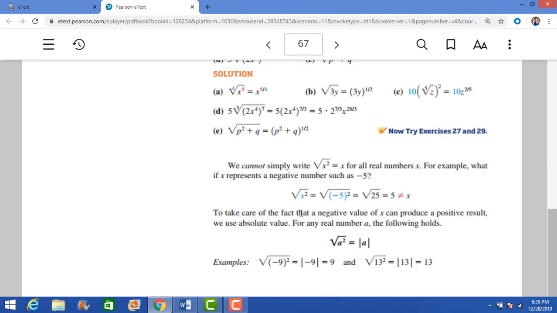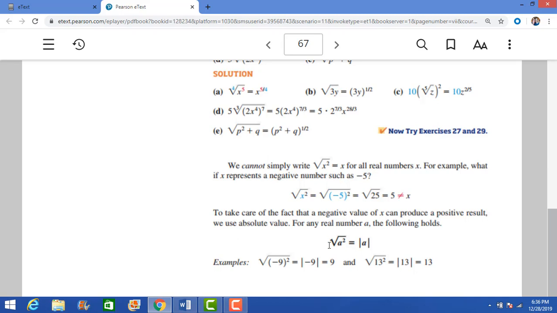So take care of the fact that a negative value of x can produce a positive result. So we use absolute value in this case. For any real number a, the following holds: the square root of a squared is equal to the absolute value of a, because remember, a could be negative. In this example, -9 squared, and then you take the square root, is the absolute value of -9, which equals 9. And then, of course, +13 squared also equals 13. So it's going to be the absolute value of a.